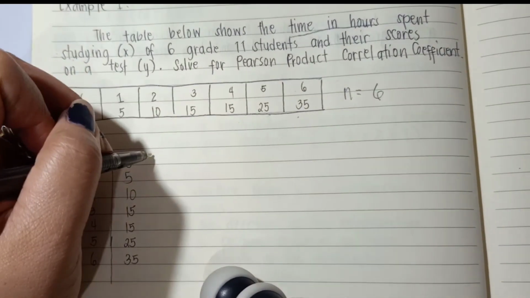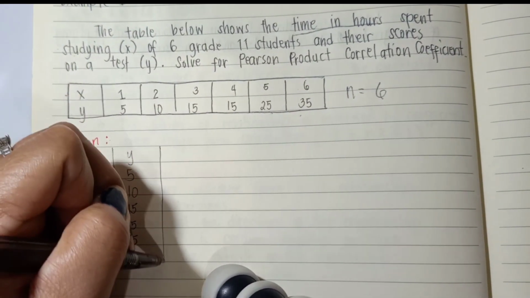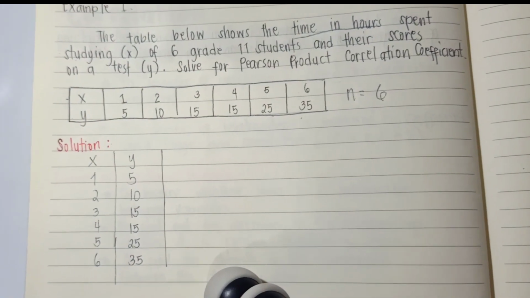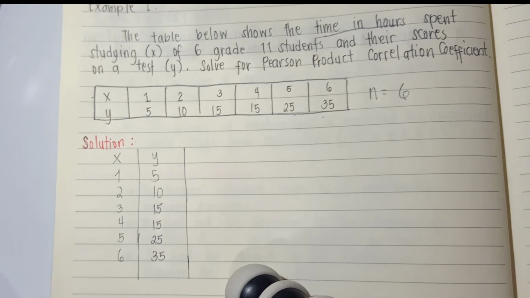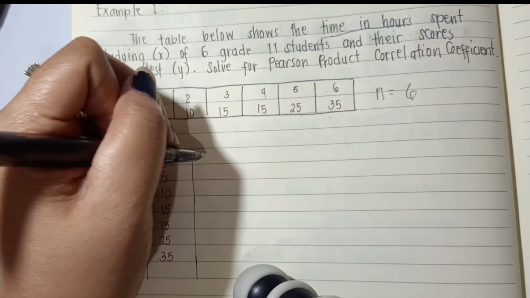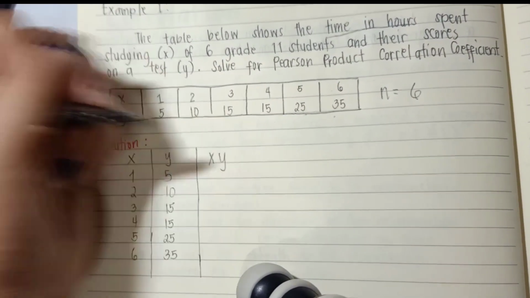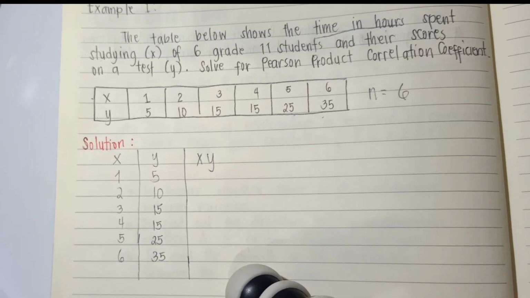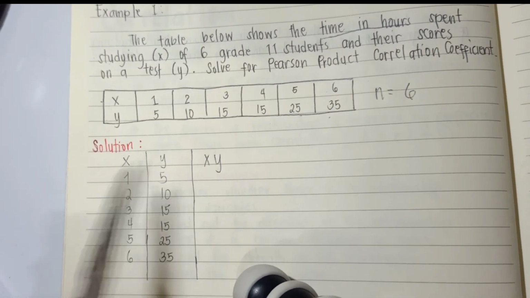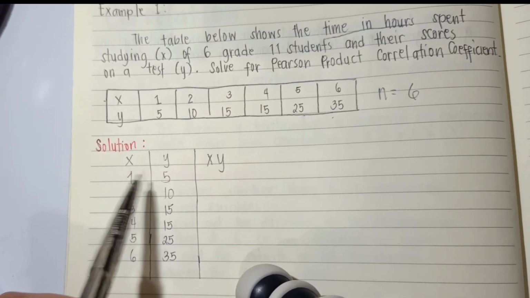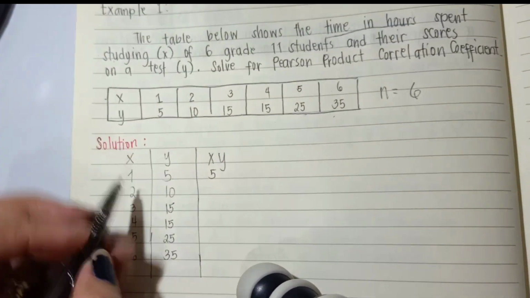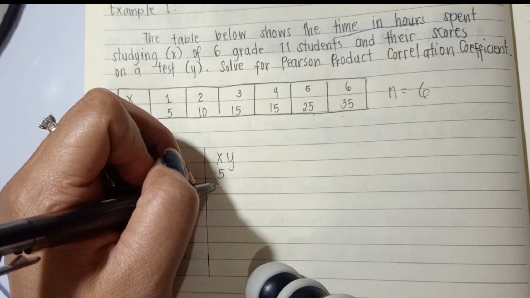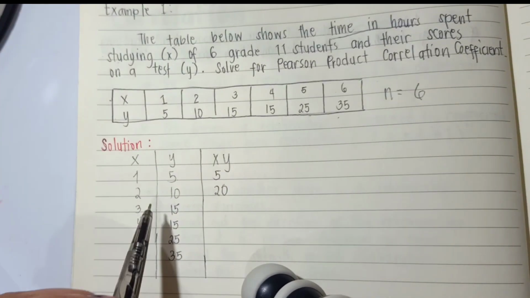So, gagawa tayo ng table. And then, yung next natin is na table, sa table is yung ating X, Y. So, what do we mean by X, Y? X times Y. Papag-multiply lang natin yung X and Y. Yung magkatapat. 1 times 5 is 5. 2 times 10 is 20. So, sunod-sunod na po yun.